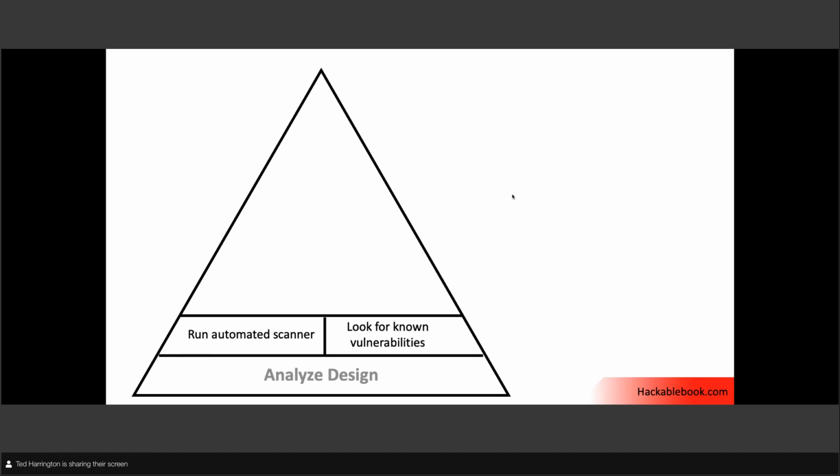Now, some of these you can find with an automated tool. That's where a scanner might help you. And some of them you actually need to find manually. But the point is, you have to look for those common issues. That's an important step.